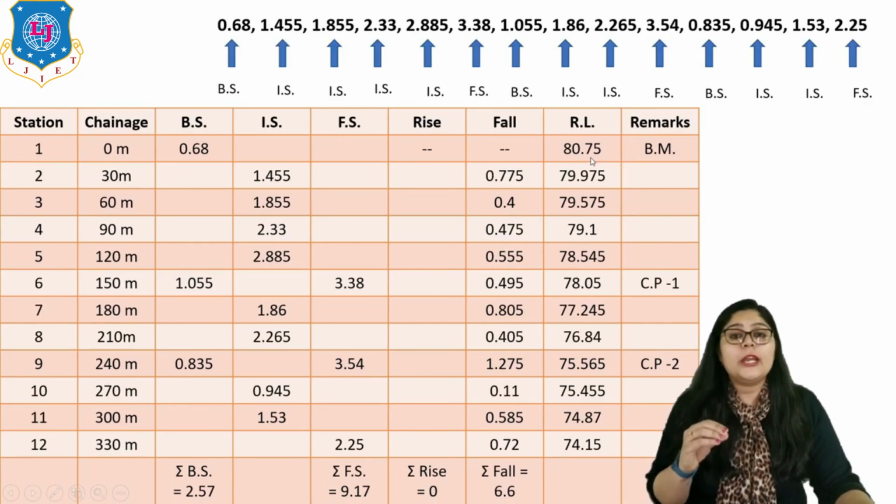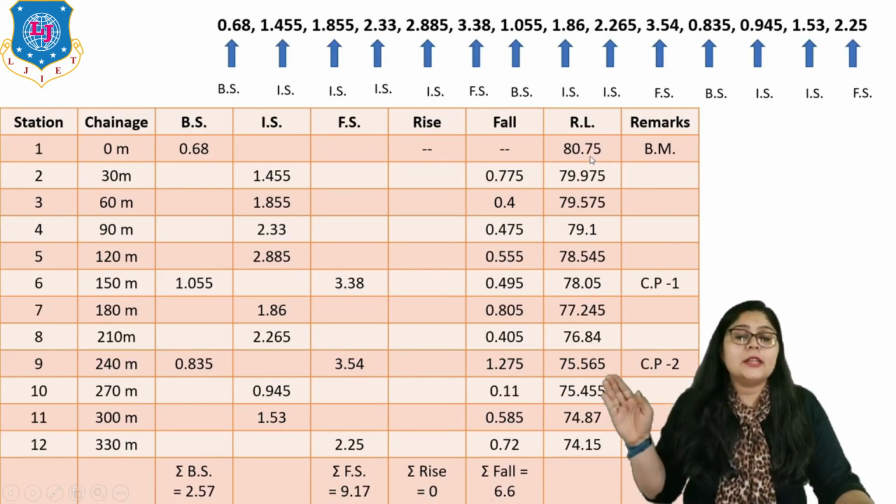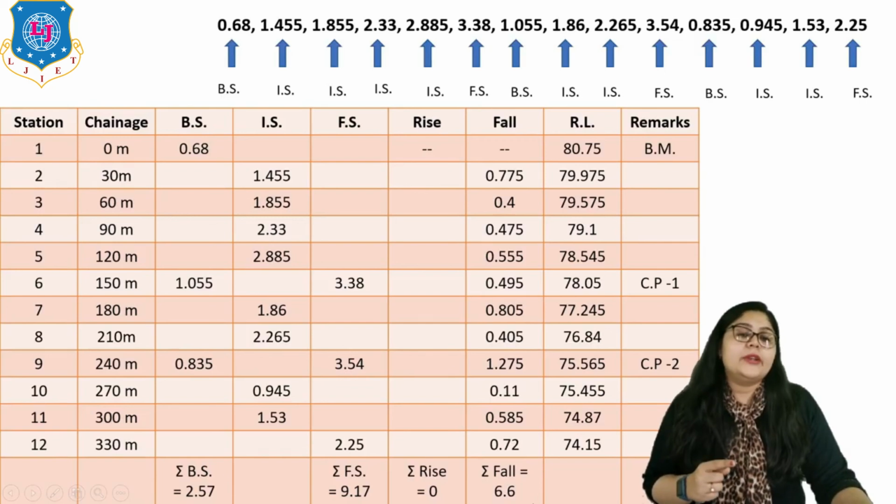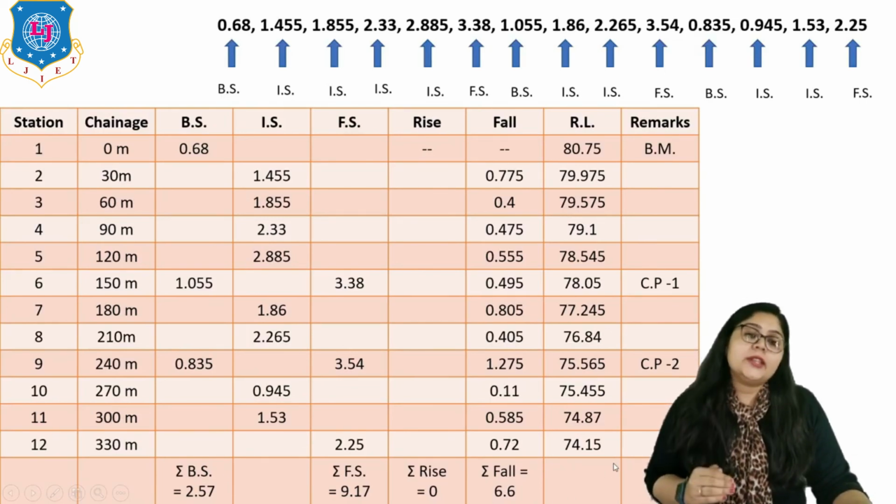So whenever you have the value of RL, you have to simply minus the fall to get the next RL. You have to simply minus 0.4 to get the next RL. Likewise, you have to proceed for all the points. So that's why you get your last point's RL by following this method.